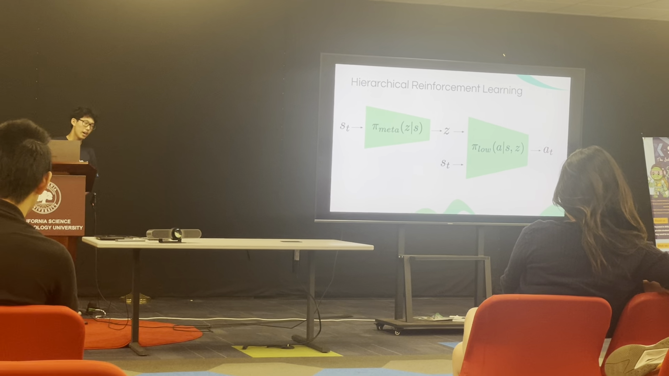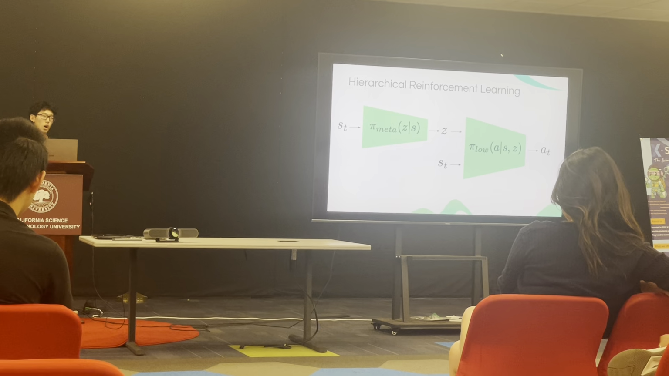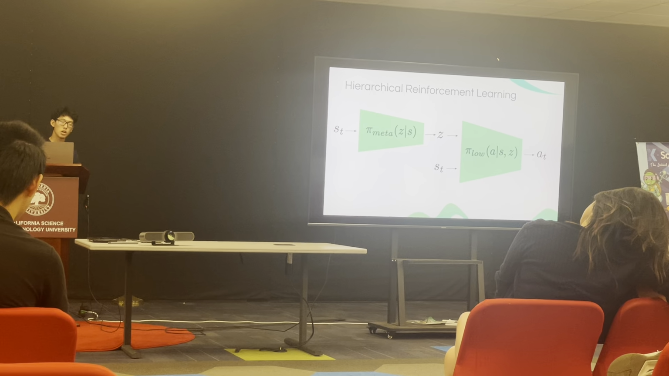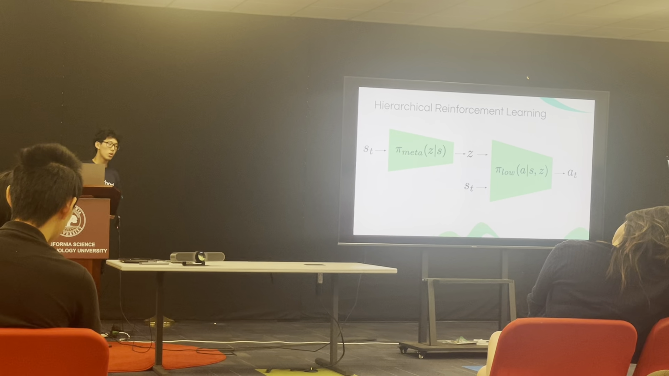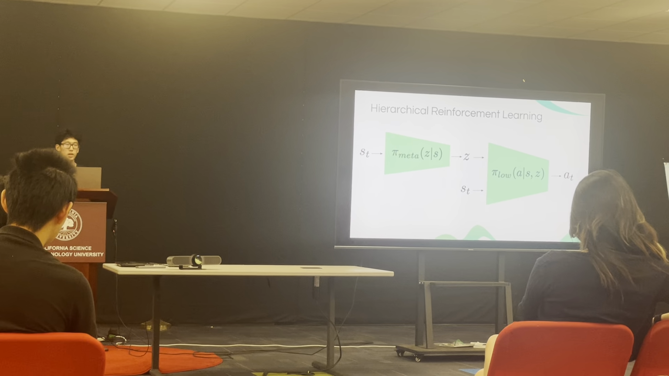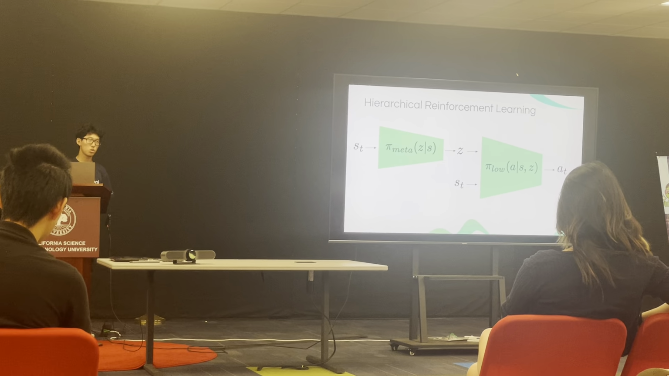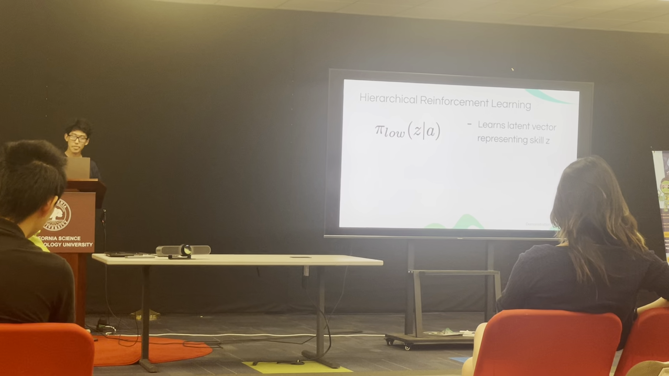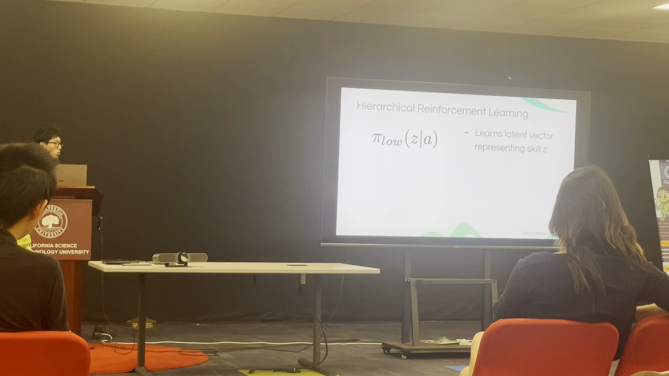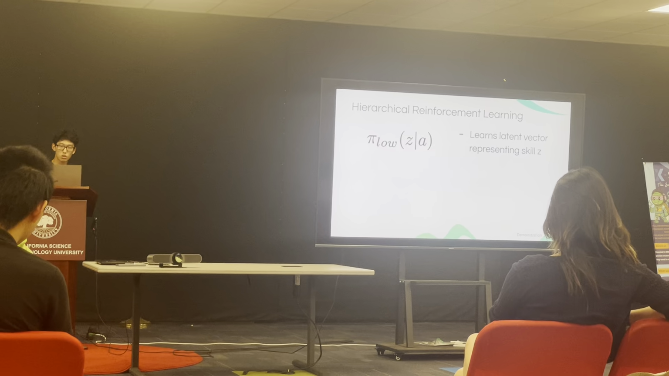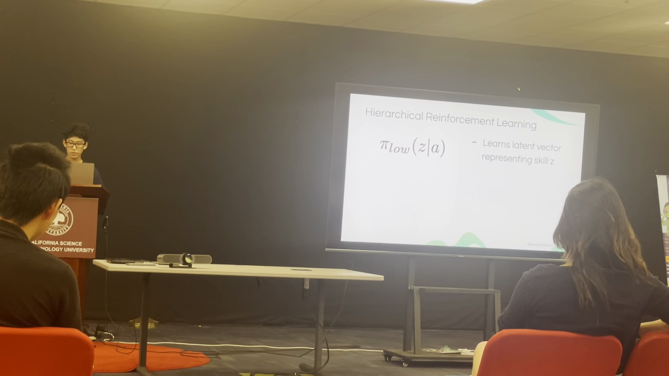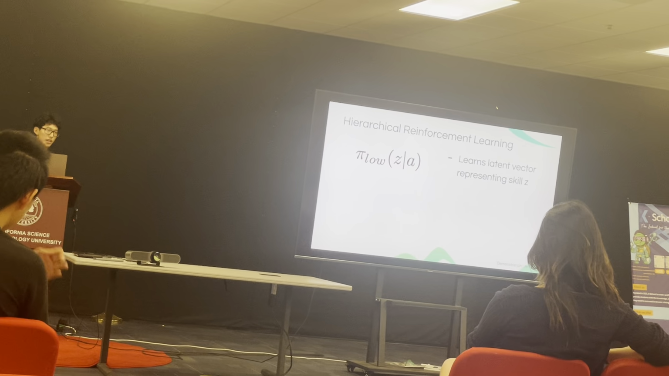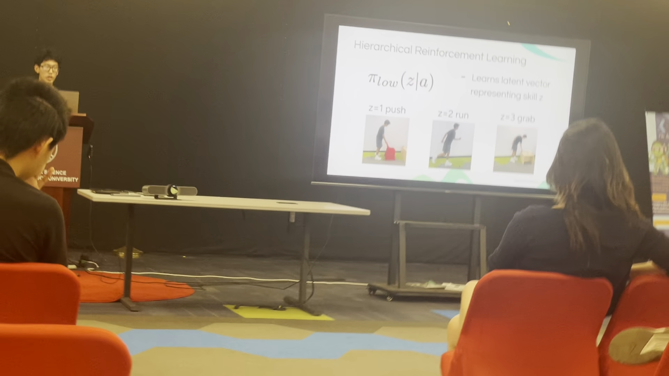act on. A very good analogy for this is, say you have a sport. The coach of the sport, let's say ping pong or whatever, would be the meta controller, telling you what to do. And the player would be the low-level controller, actually executing the skills. Typically in hierarchical reinforcement learning, the low-level policy learns skills. It learns to take in latent vectors, which represent a specific skill z. And these skills can be anything from pushing, running, and grabbing.